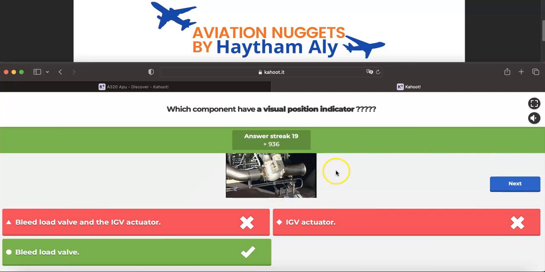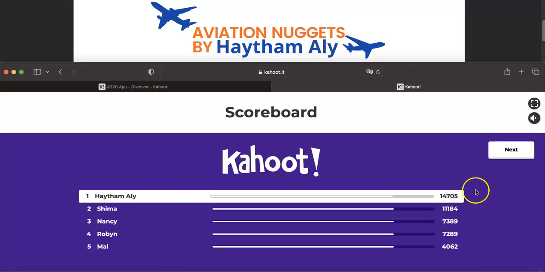Bleed load function, selecting on or off the bleed switch from the cockpit, and also integrating the surge control function to protect the APU load compressor. During shutdown the excess air will go through the bleed load valve to the surge line to the exhaust pipe of the APU. Okay, everybody, let's proceed. Next question.